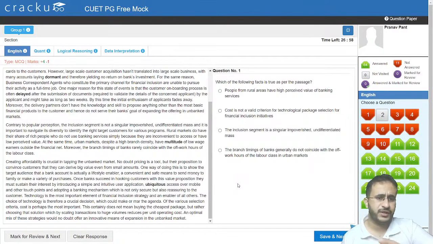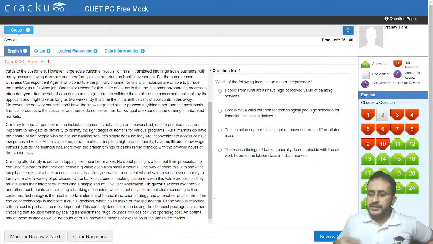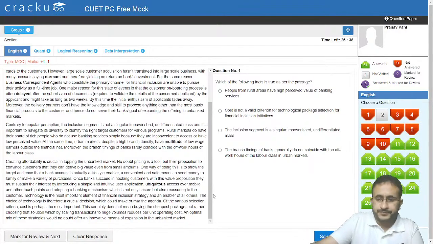Okay, so there are too many bank branches, but there are many people who do not have enough money to deposit in the bank. Moreover, the branch timings of banks rarely coincide with the off work hours of the labor class. So that is the problem, right? The people who work, when it is bank time, they have gone to the office. So that's why this is another concern. And that's why whenever you go to banks, you will either find old people or you won't find the working class in banks.